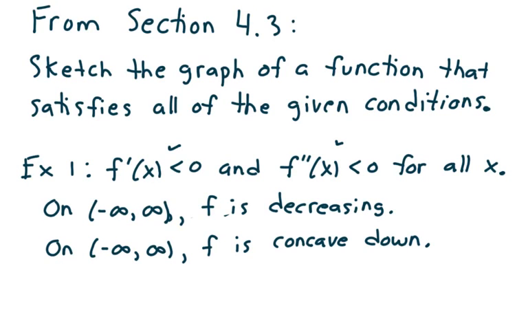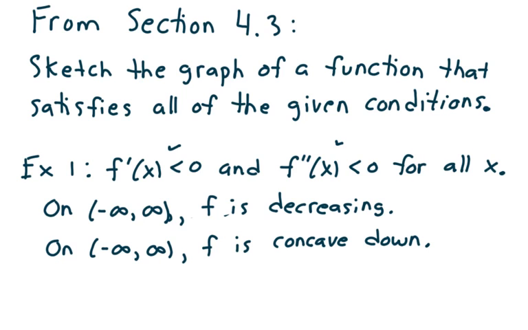This is a video from section 4.3. The directions say to sketch the graph of a function that satisfies all of the given conditions. So in example 1, we have f prime of x is less than 0 and f double prime of x is less than 0 for all x. So what does that mean?